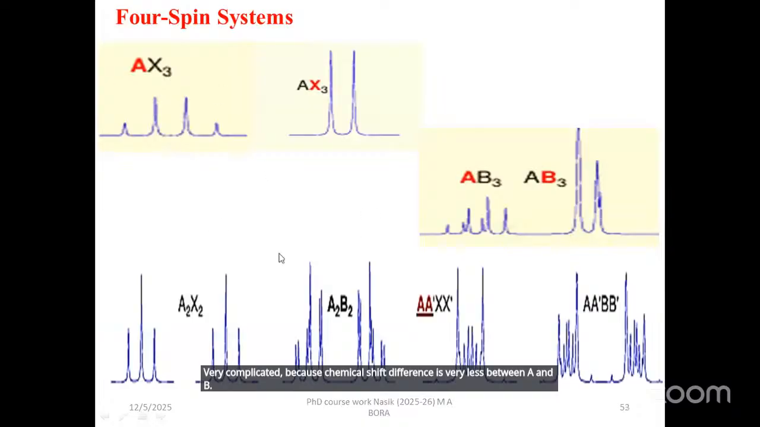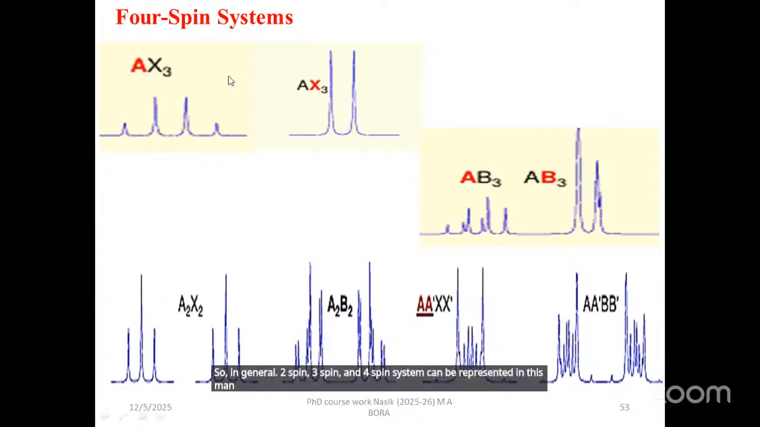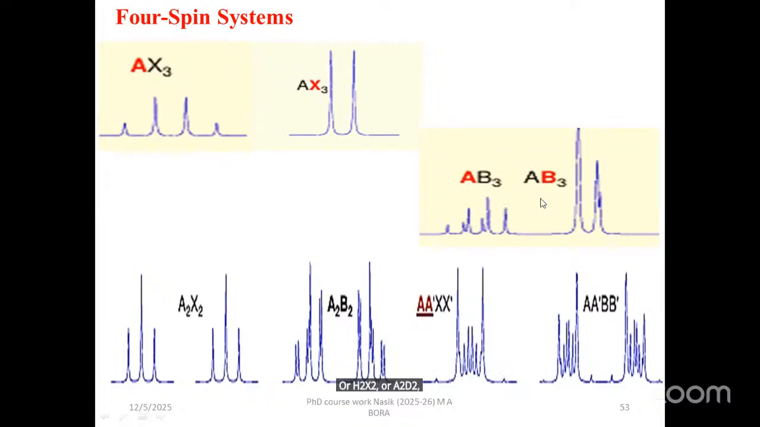In general, two spin, three spin, and four spin systems can be represented in this manner. They can be classified as AX3, A2X2, A2B2, AB3, or A'B', depending upon the chemical shift of these protons and how many protons of the same type are present.